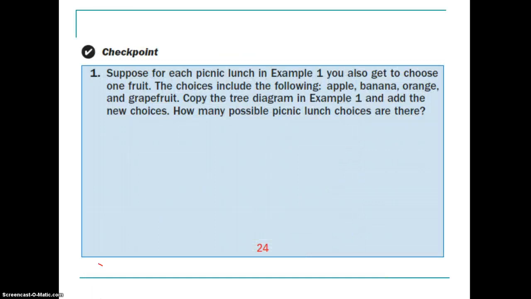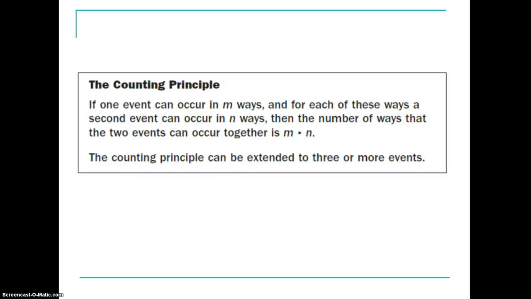There are 24 possible picnic lunch choices now. The counting principle is just a different way of doing the exact same thing, but you don't have to make the tree diagram. If one event occurs m ways, and for each of these ways a second event can occur n ways, then the number of ways that the 2 events can occur is m times n.